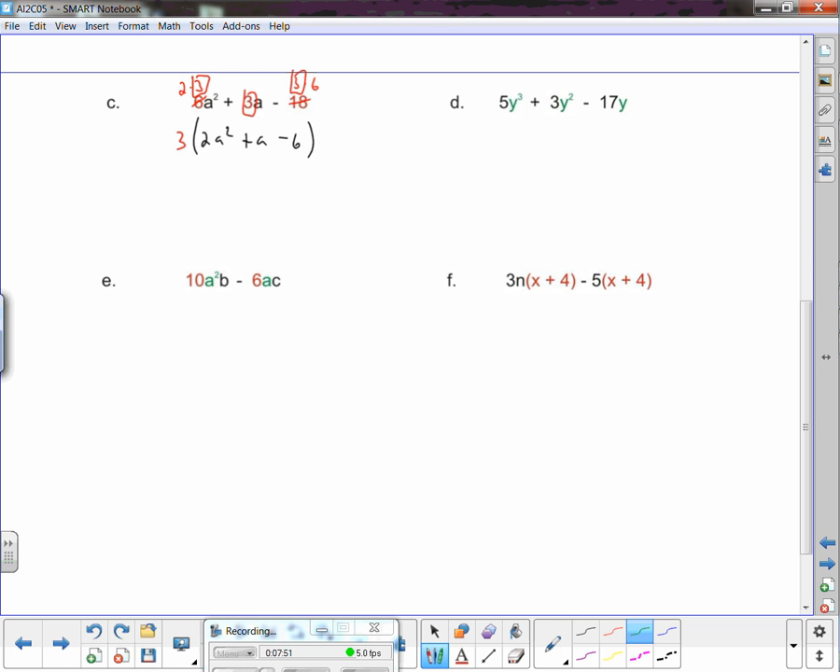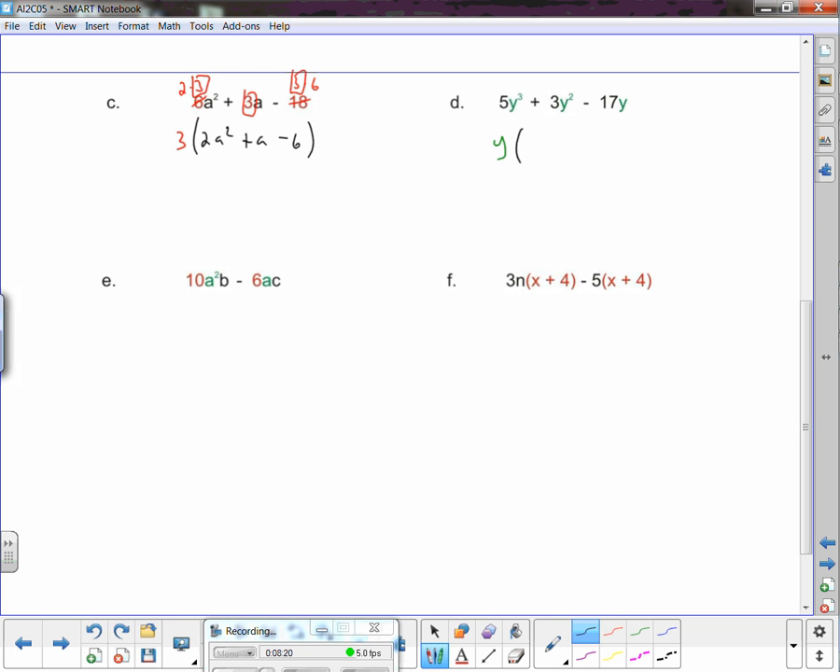So in D, don't forget the variables, because variables can be common as well. So in C, it was a common number. In D, it's a common variable. And hopefully you're going to say that I can factor out a y, because the first term has a y cubed, y times y times y. But the second only has a y squared, y times y. But the third only has a y. So what's common to all three? Just a y.